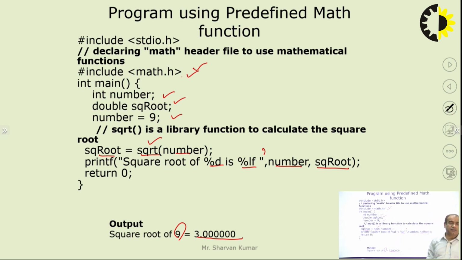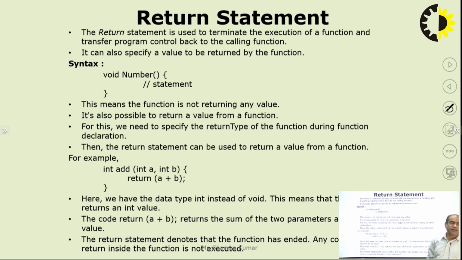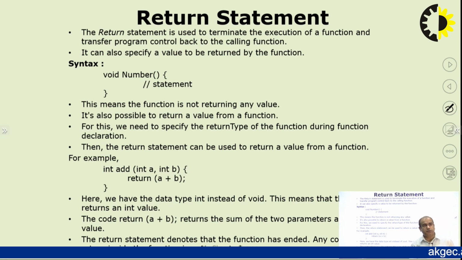So that is the predefined function we are going to use in this program to calculate the square root of a number. The next statement is the return statement. What the return statement tells us is that it is used to terminate the execution of a function and transfer the control back to the calling function.